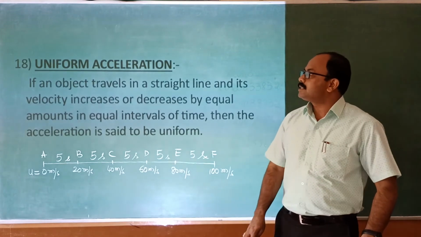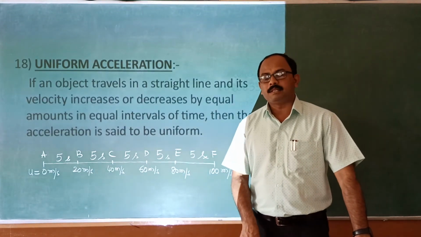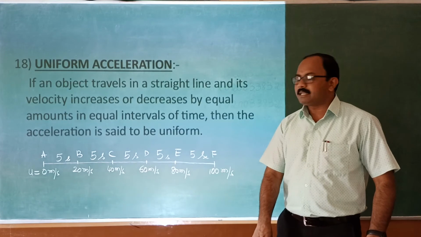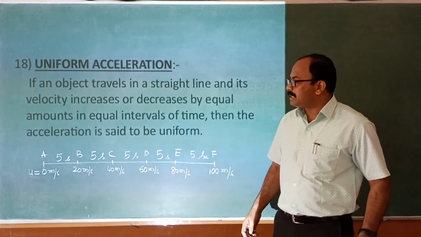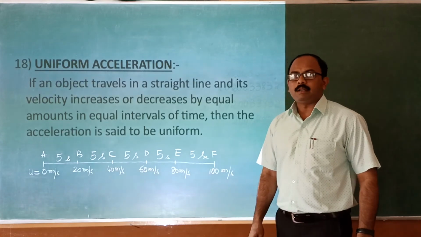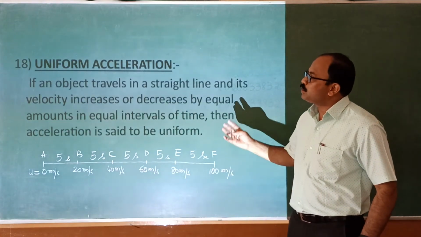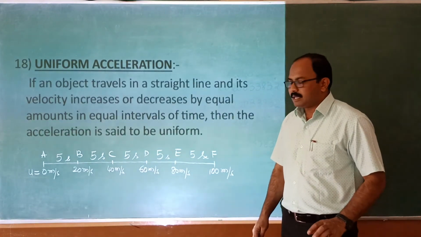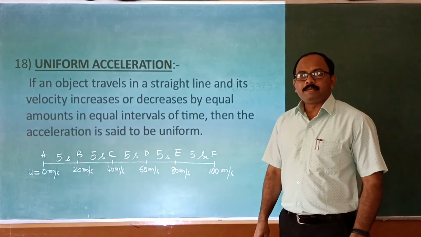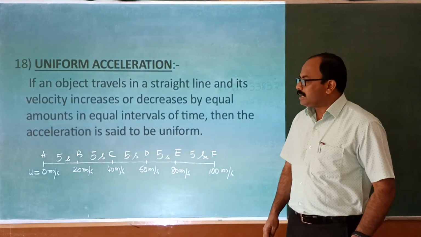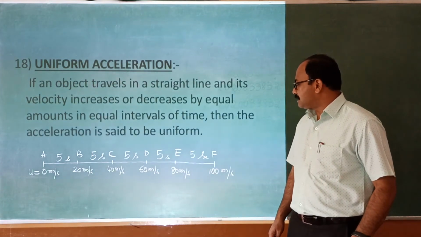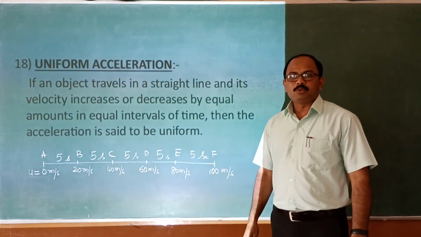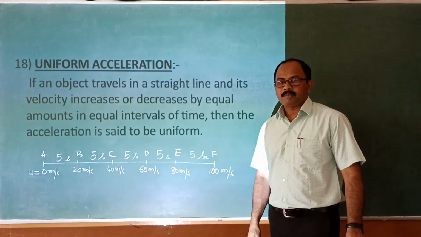Children, regarding this uniform acceleration, I have taken a diagrammatic representation. This diagram will be in a better position to make you understand uniform acceleration. Consider an object travels from A to B, B to C, C to D, D to E, and lastly it reaches F, children, through a straight line.